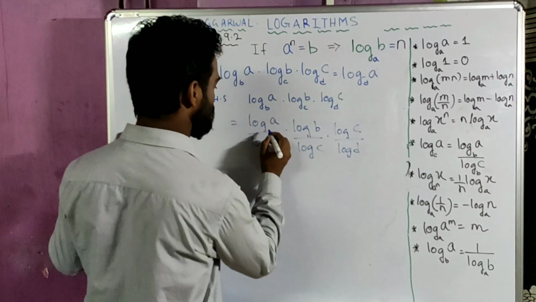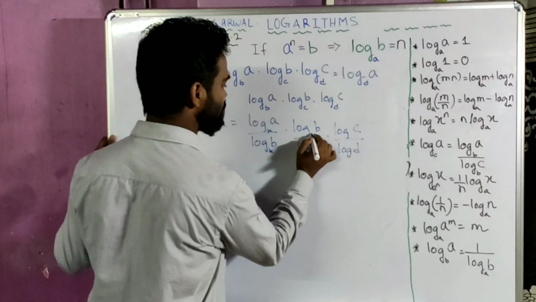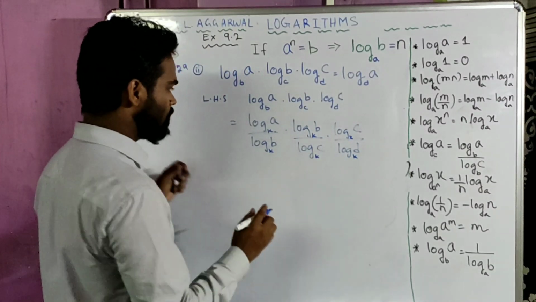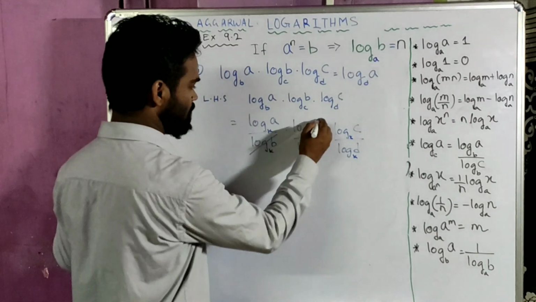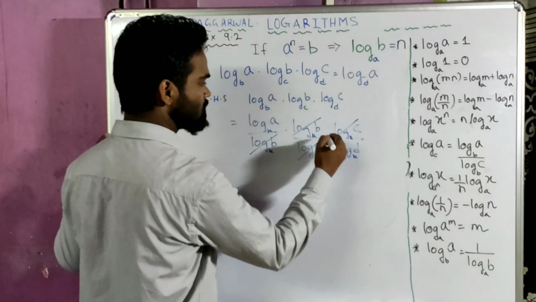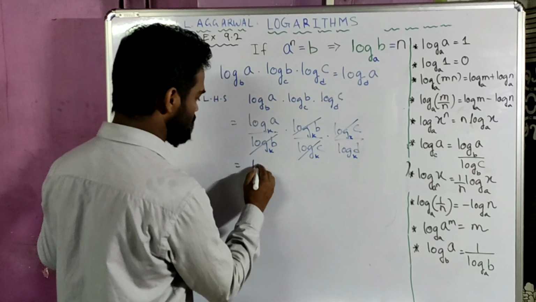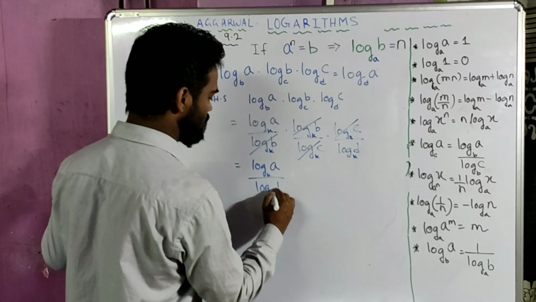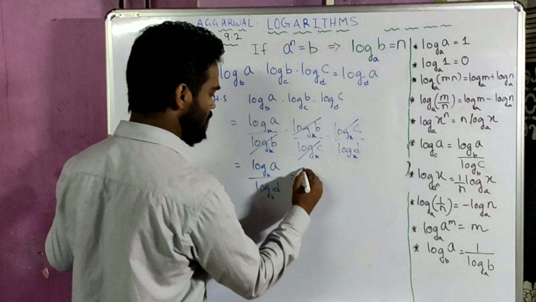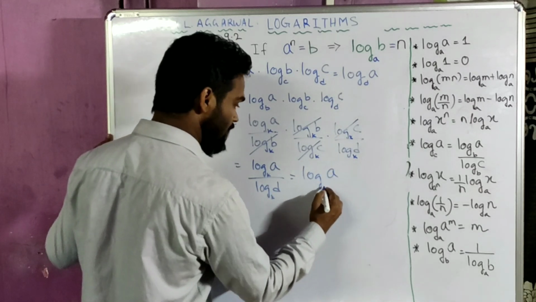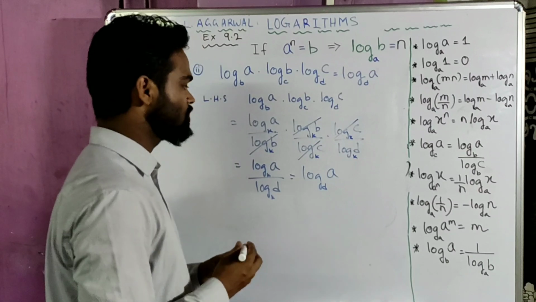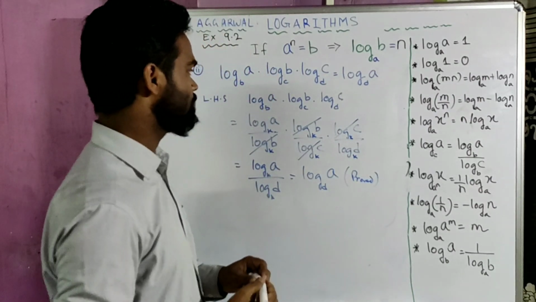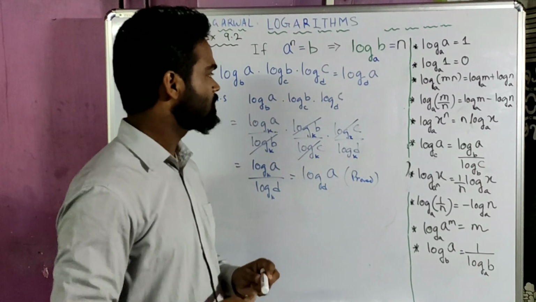I can take some common base, for example k. Okay, base is same. Now look over here, log b cancels out, log c cancels out. So this becomes nothing but log a by log d base k. Now again this I can club and write log a base d by base changing rule. True. This is your RHS. Clear? Now we look at the next sum.